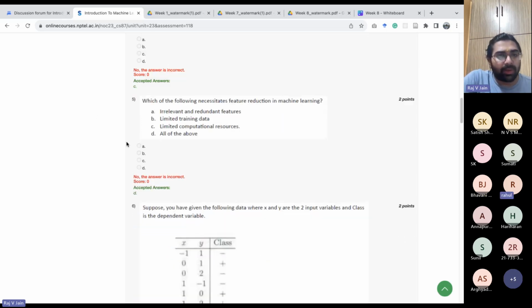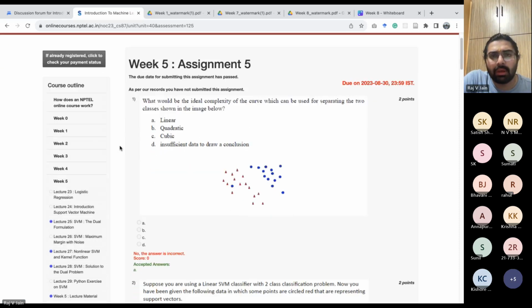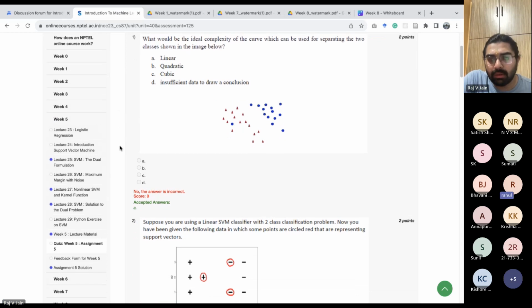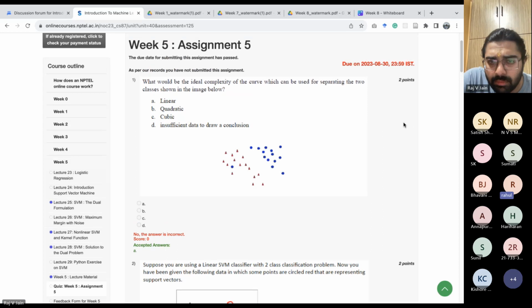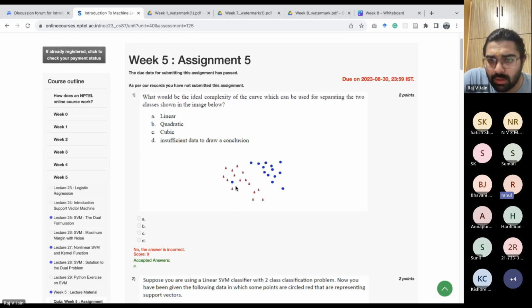Okay. Rahul, you had a question in week 5. Week 5, first question. Okay, go ahead. The question is regarding finding the ideal complexity of a curve. According to this, the answer is A, which is a linear separator, a line. But as per this, you cannot separate the two classes because one of the points is still misclassified.